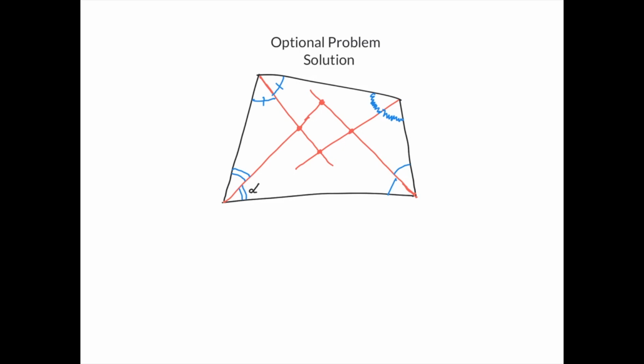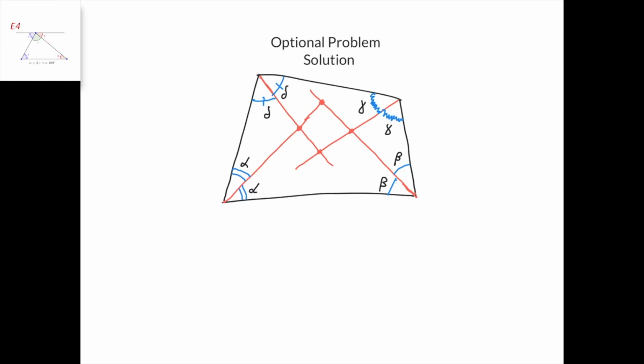And here's the solution. Suppose that this angle is alpha, alpha. This is beta, beta. This is gamma, gamma. And this is delta, delta. Then we can apply the theorem for the sum of the angles in a triangle. For example, in this triangle, the sum of the angles is 180 degrees. And so this angle here, and respectively this angle, equals 180 minus alpha minus delta.